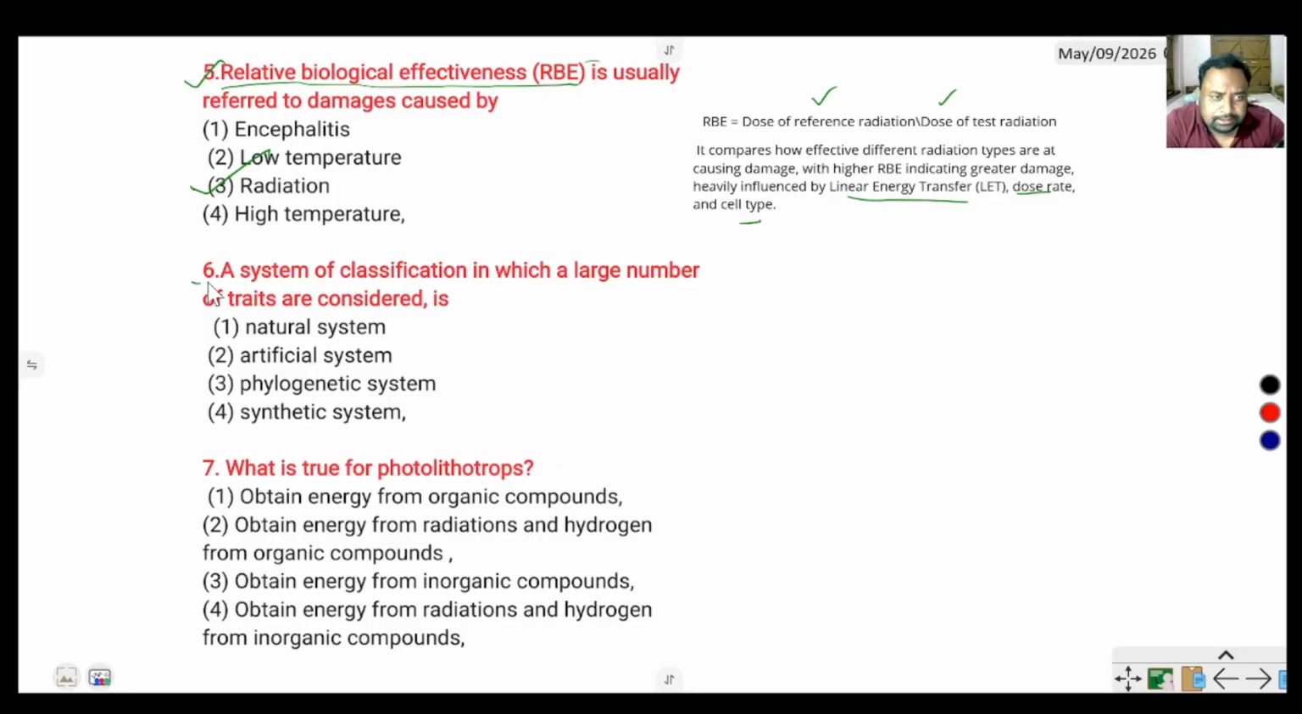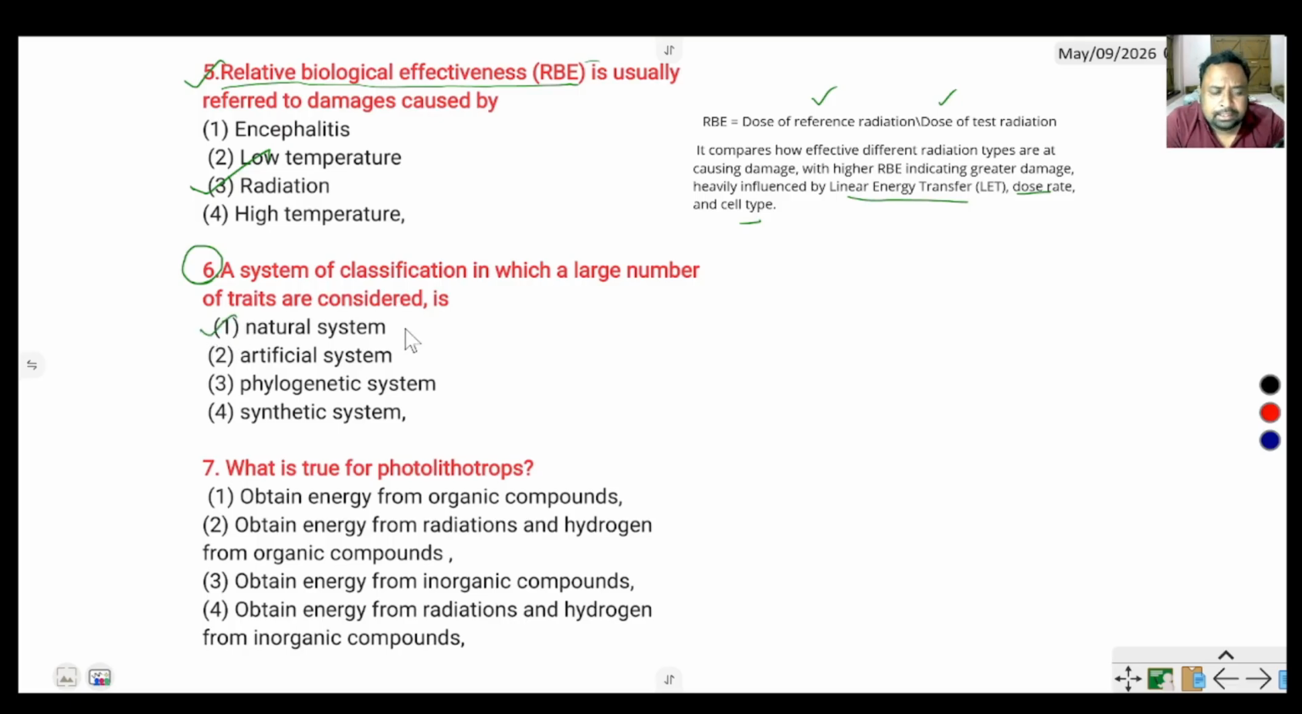Question number 6. A system of classification in which a large number of traits are considered: natural system, artificial system, phylogenetic system, or synthetic system. Here there are a large number of characteristics but not evolutionary relationship, so that is the natural system of classification.